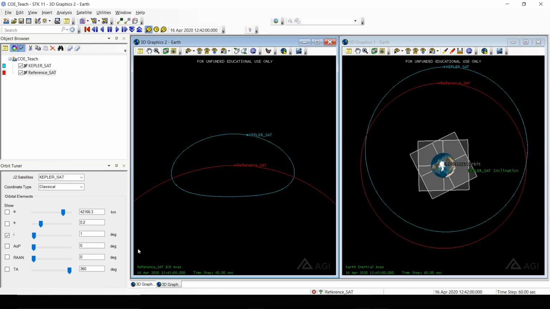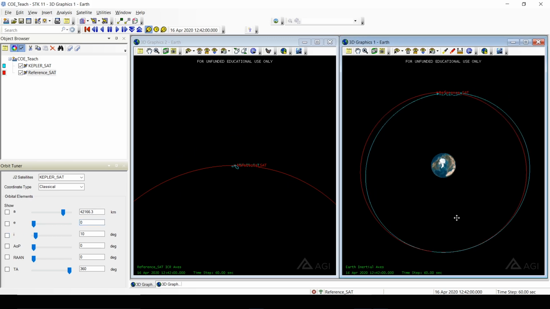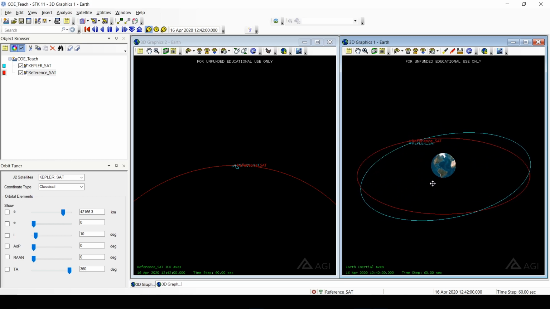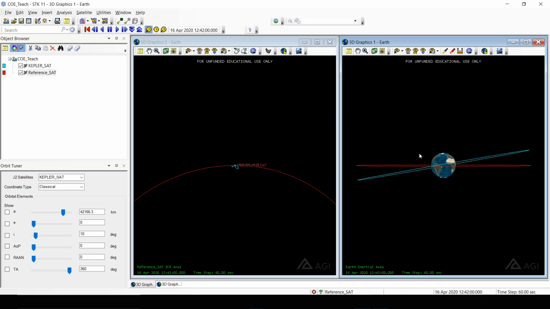Okay, so that's inclination. What about right ascension of the ascending node? So right ascension of the ascending node describes the particular case of where, with respect to a standard reference, does your orbit cross the equator or ascend through the equator, so move from a negative cross-track to a positive cross-track, this point right here.